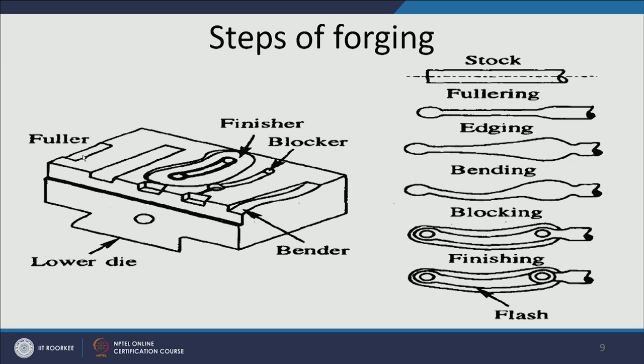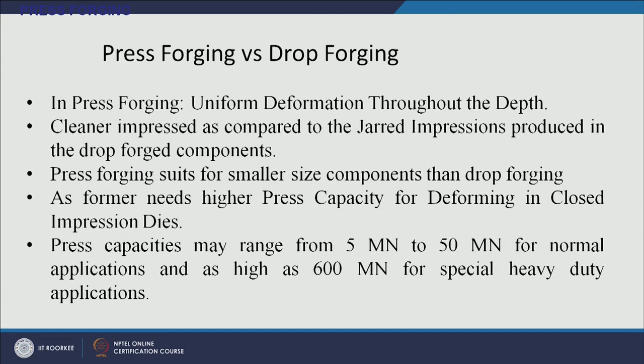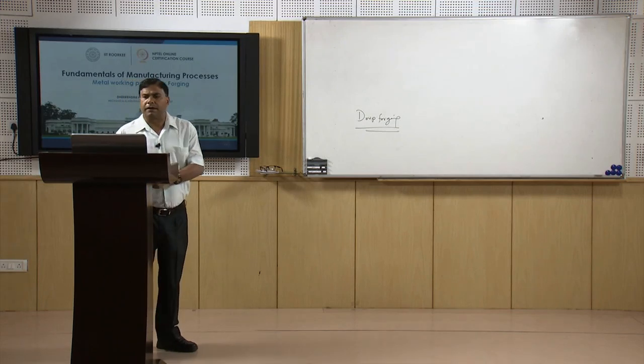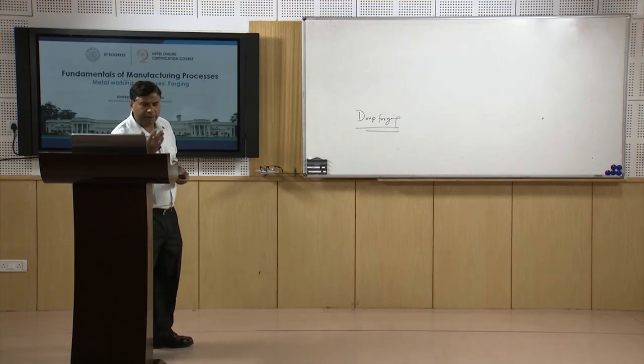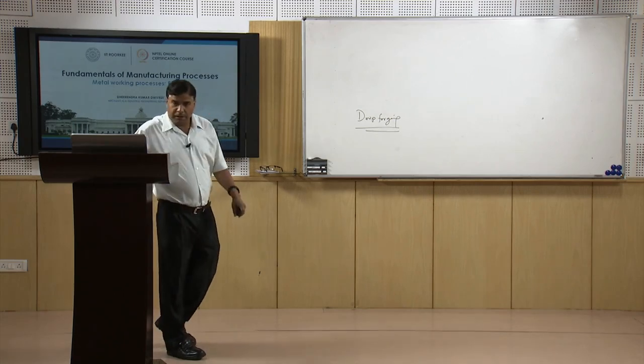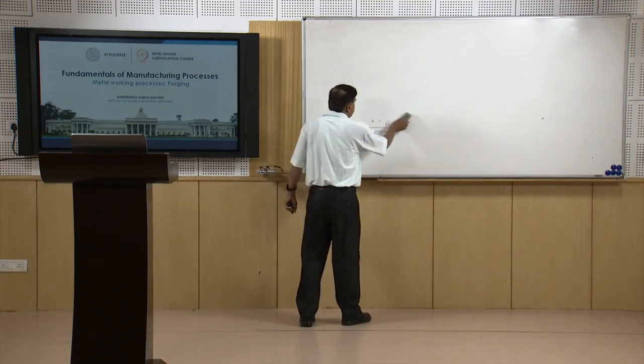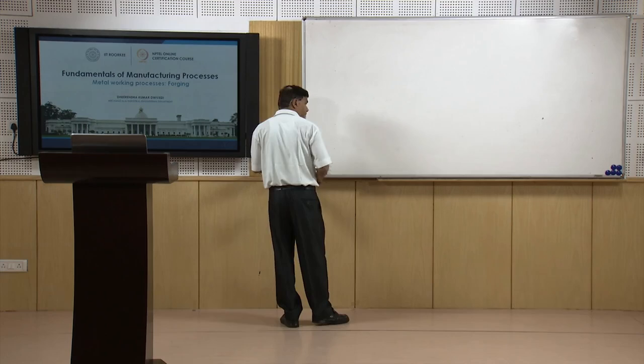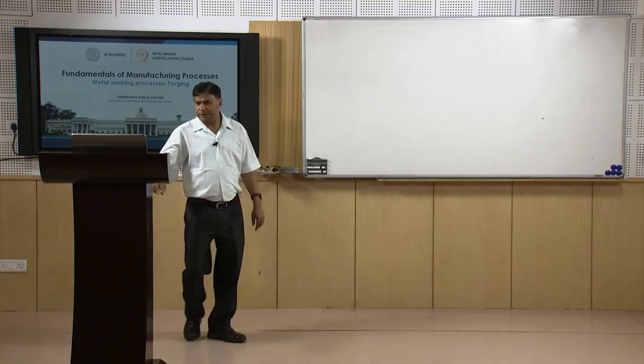The first one is for fuller, then edging, and then the blocking, finishing, bending. So, different dies are used for each step, so that sequentially the desired shape and size can be achieved. Now, on the comparison part I will come later, because I need to talk right now first about the press forging. So, now we will take up the press forging.